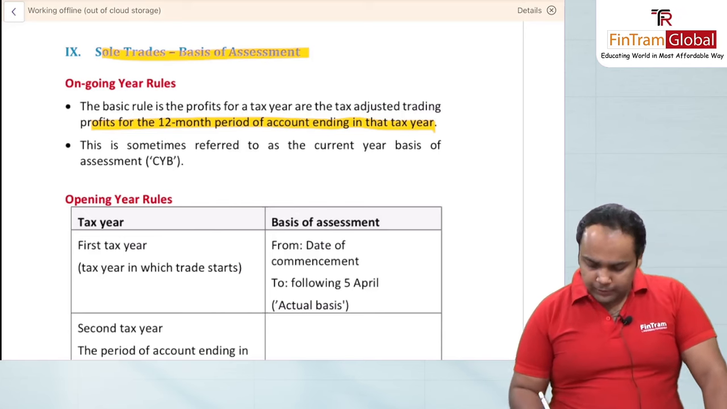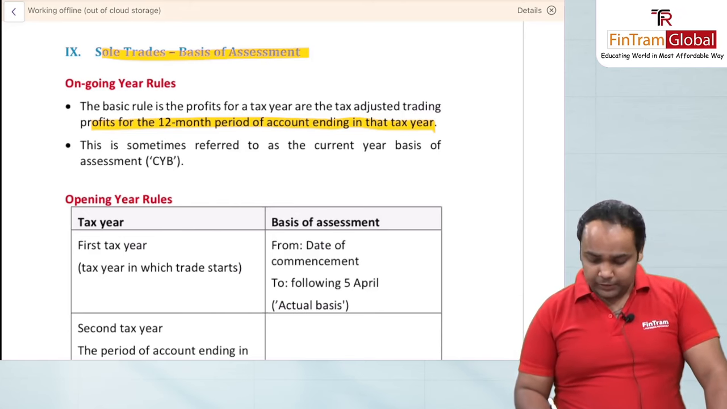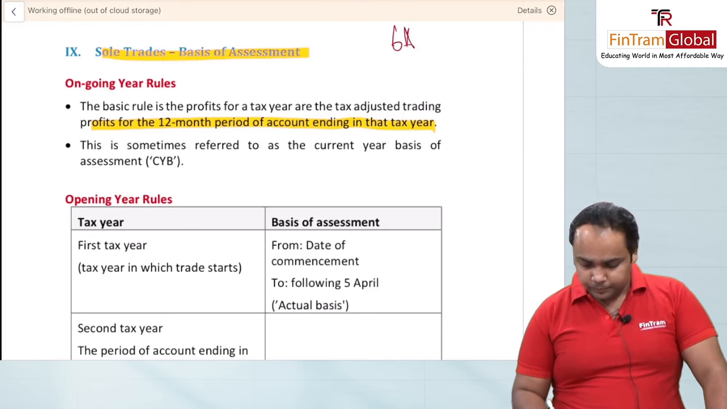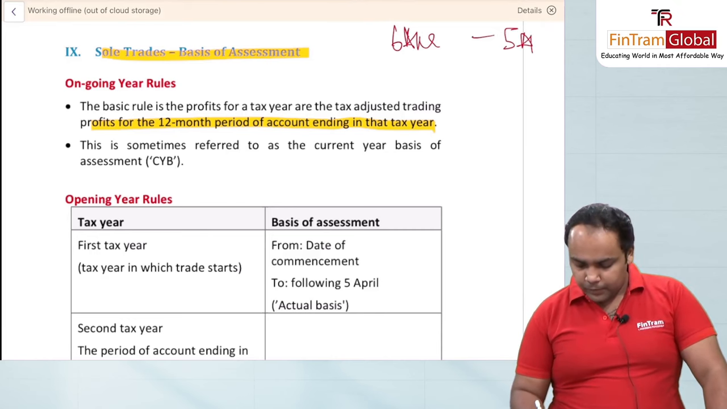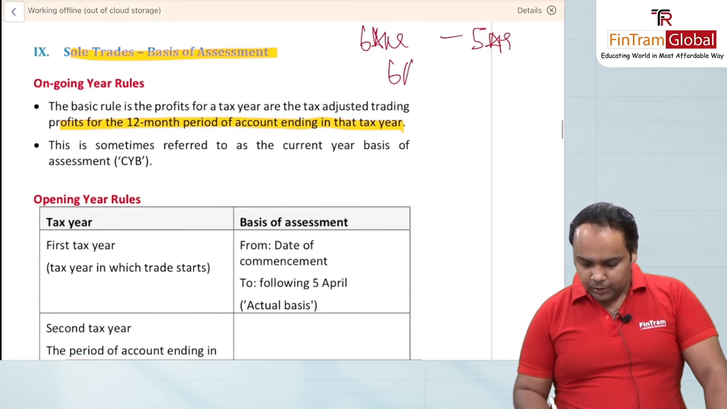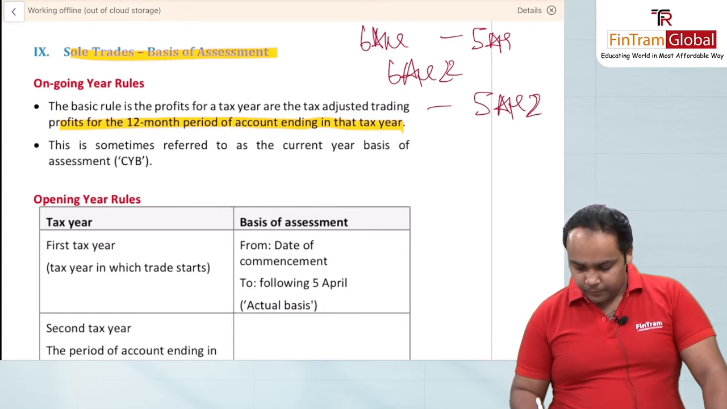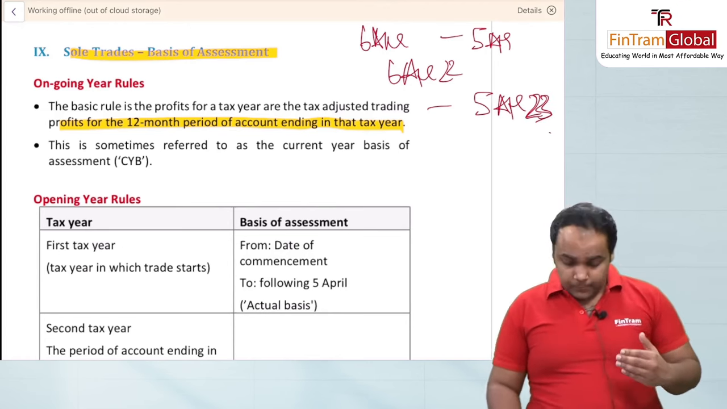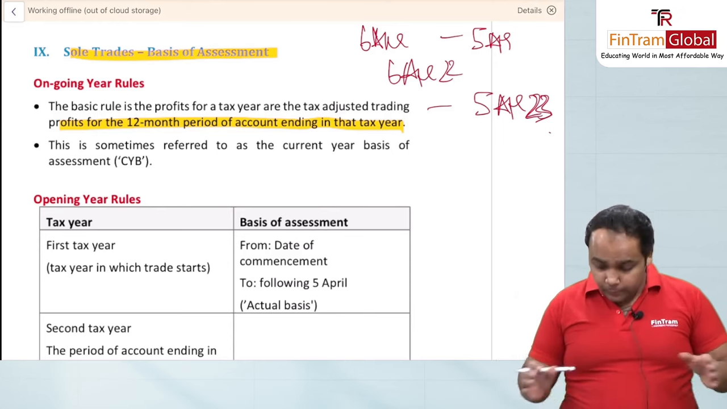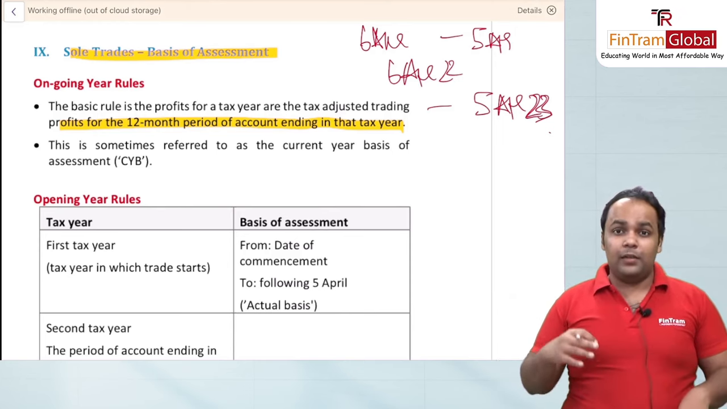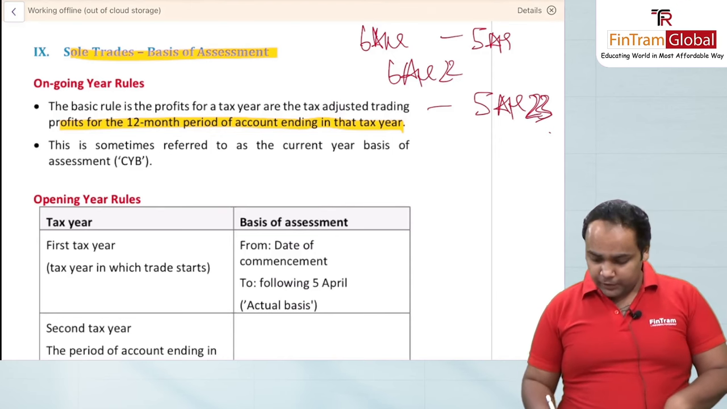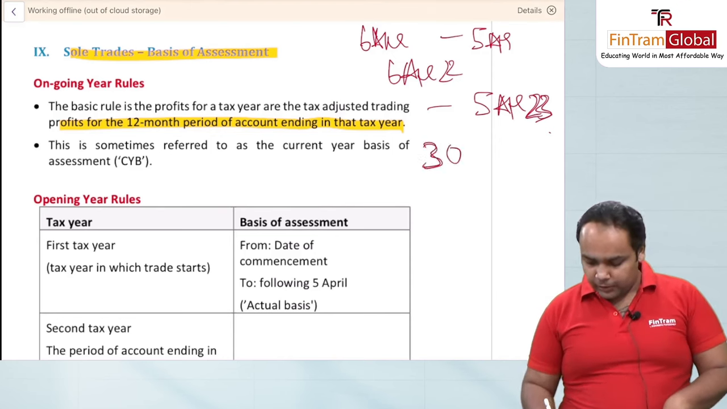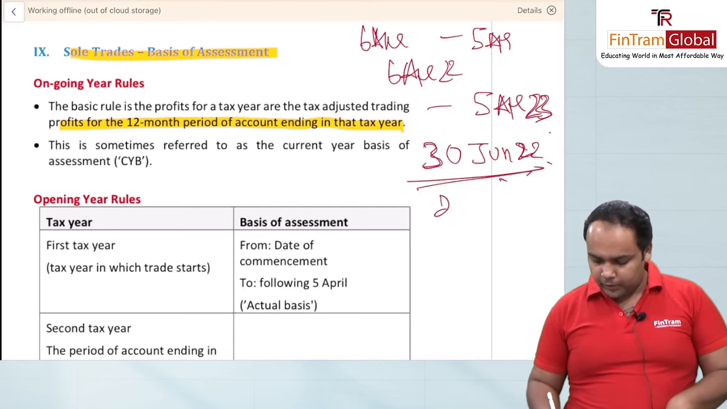We know that the tax year in the UK is 6th April to 5th April. The current year would be 6th April 22 to 5th April 23. All periods of account ending between these two dates will be assessed in this tax year. So for instance, if there is a 12-month period of account ending 30th June 2022, this will be taxed in the tax year 22-23.